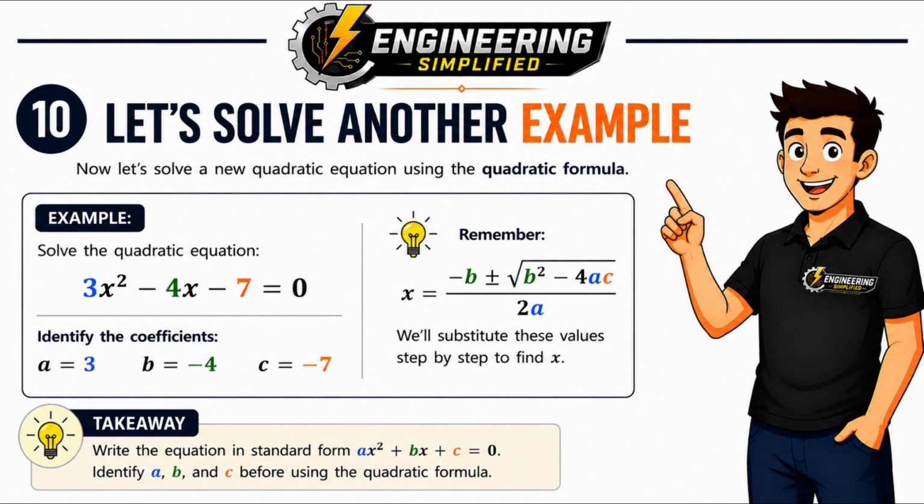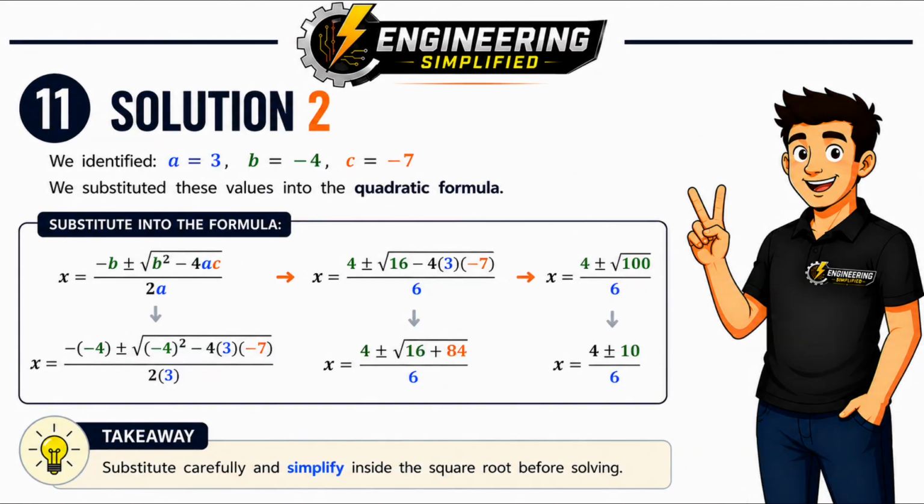Let's try another example. This time we'll solve 3x squared minus 4x minus 7 equals 0. Again, identify the coefficients. A equals 3, b equals negative 4, c equals negative 7. Substitute these values into the quadratic formula. Now simplify the expression under the square root.